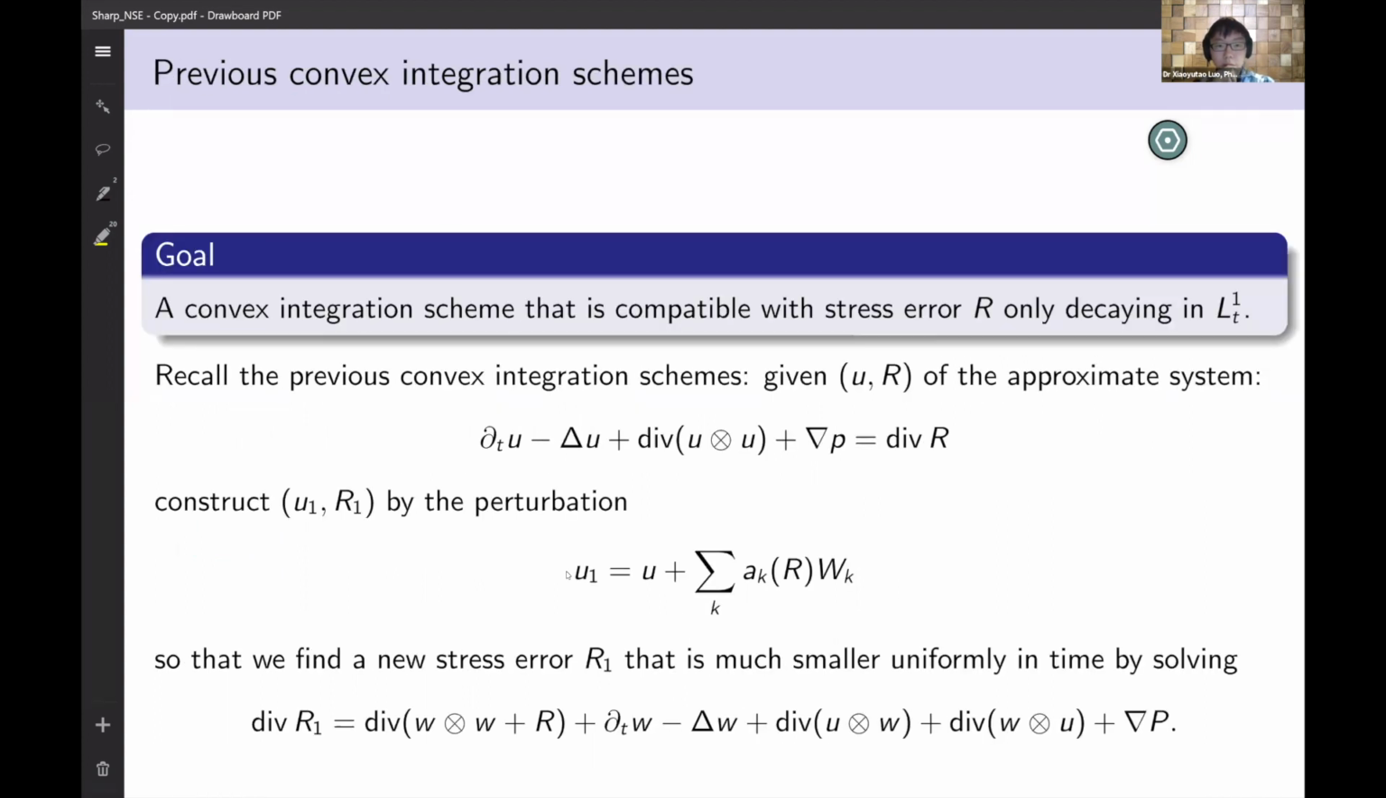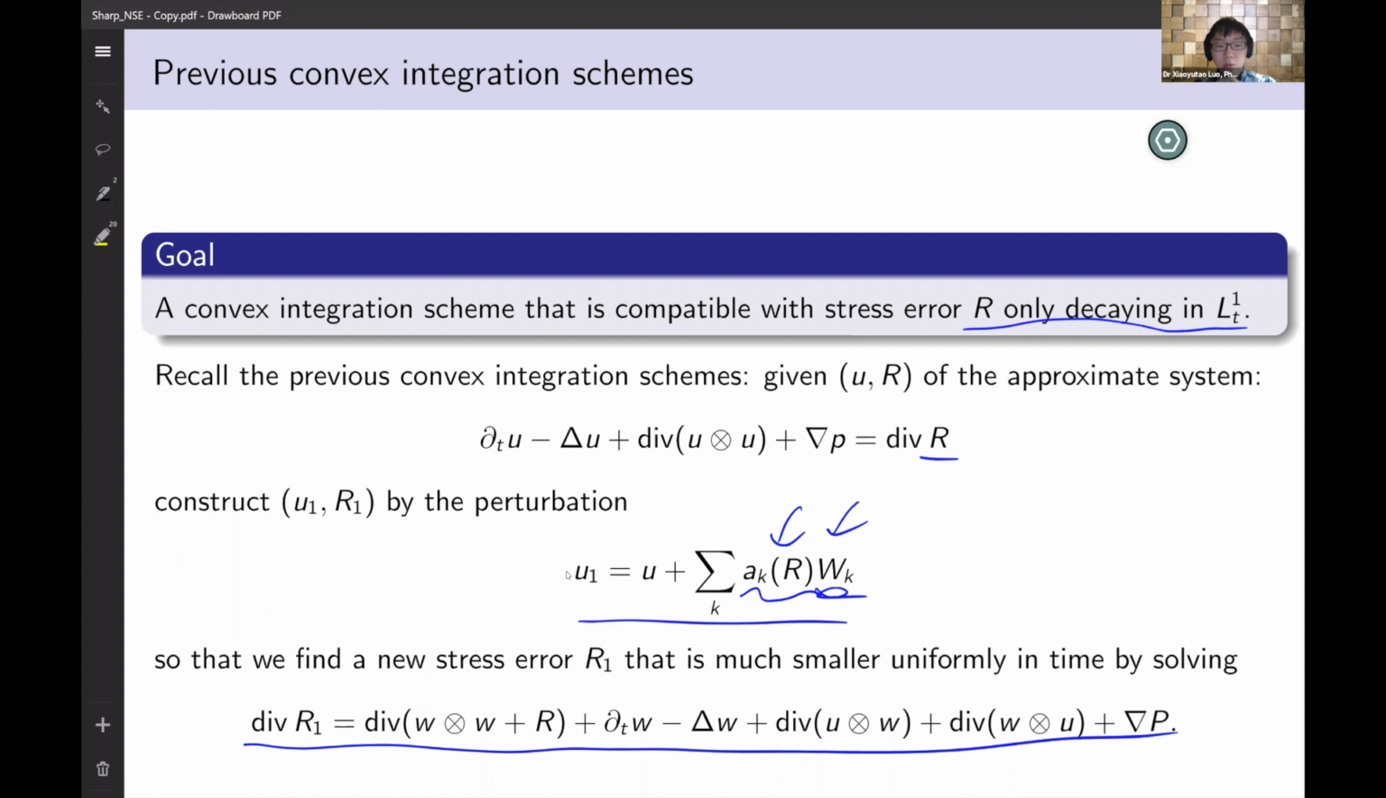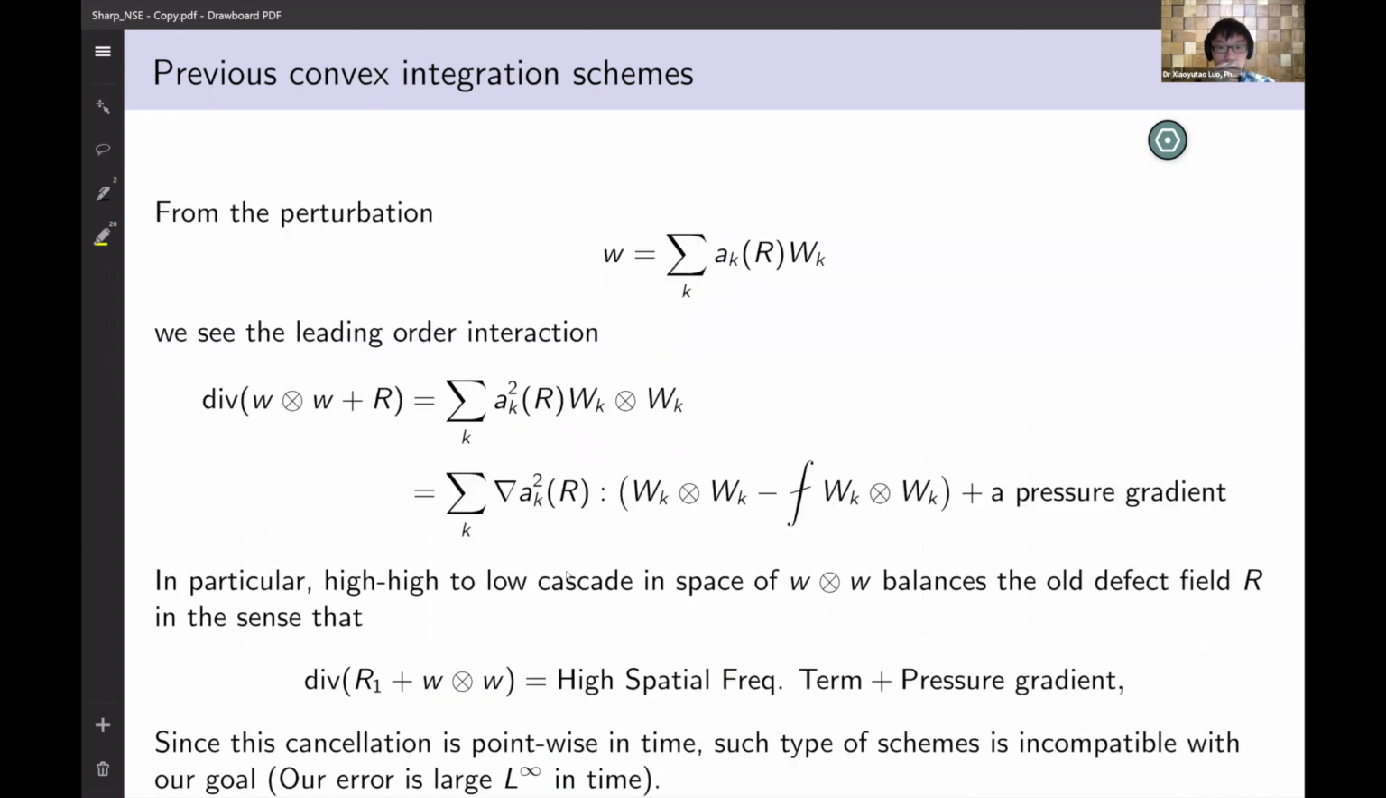Our new goal is to find a convex integration scheme that is compatible with error decaying only in L1 in time topology. Right? So here I'll recall previous convex integration scheme for the Navier-Stokes. Usually you start with this ansatz. You take a linear combination of suitable building blocks. So the amplitude depends on the previous error, and then W_Q are suitable divergence-free vector fields. And you plug this ansatz into the equation, you find this divergence equation for this R1. And if you can do this by exploiting the cancellation in here, then R1 should be much smaller than you start with.